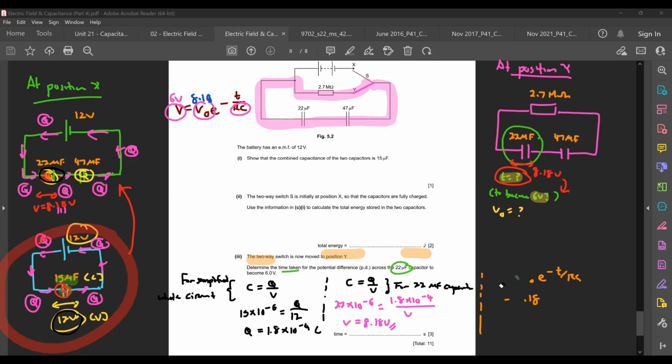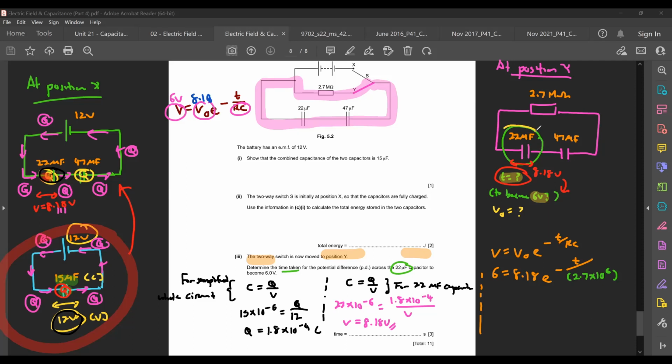Okay, this one I have to draw a bit bigger because of the workings here. V equals V0 exponential negative t over RC. This one is 6. This one is 8.18 exponential negative t over RC. Okay, your RC here is 2.7 times 10 power 6. And this is where some mistakes tend to happen. Which value of capacitance are you going to use?